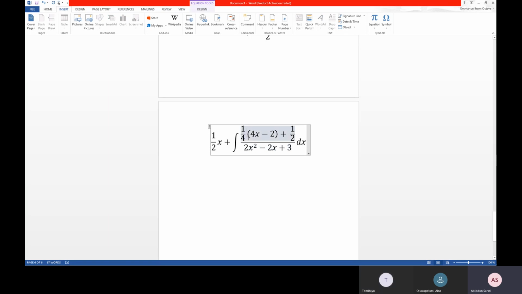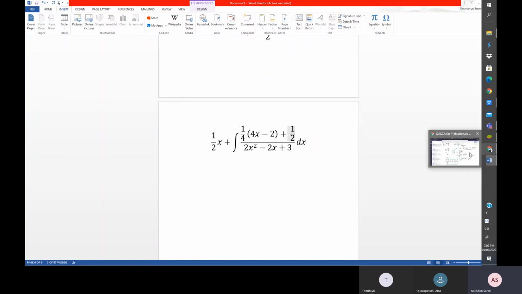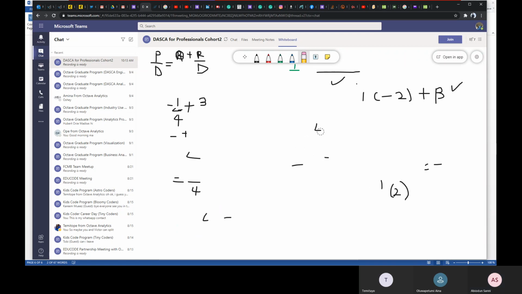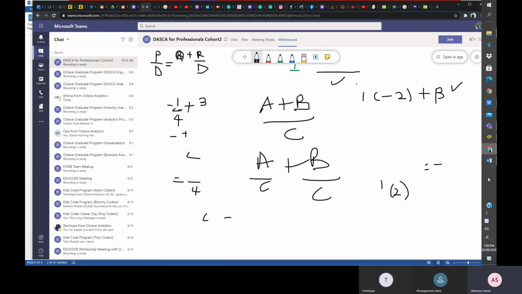Yes. Now the next thing is that we separate. This is A, and we now have A all over this plus B all over this. If I have A plus B all over C, it's the same thing as A over C plus B over C. Yes, exactly. So that's what we want to do.